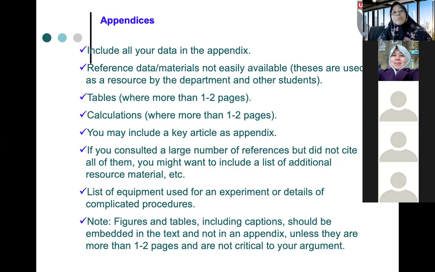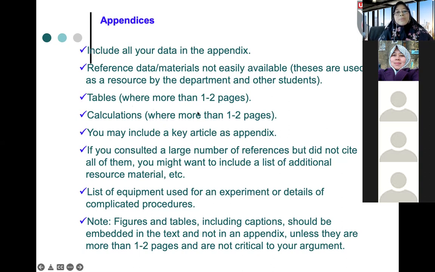So that one you can put in the text in chapter 4, telling that certain data are available in the appendix, but you have to tell the reader that it is in the appendix. You do not expect the reader just to check the appendix. You have to write it, tell the people where to refer in the appendix if there is a need to look at it. Okay, reference data, materials not easily available.